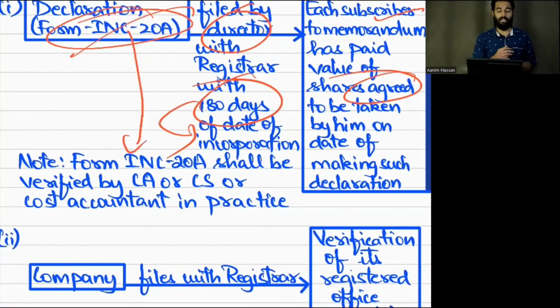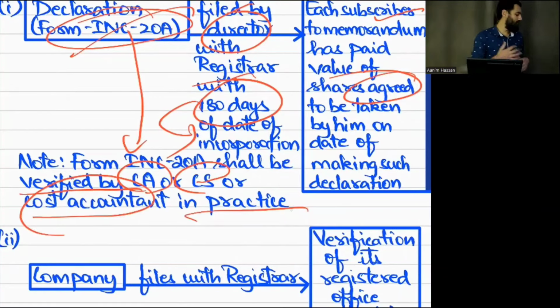Then this declaration will be verified either by a CA, CS or cost accountant in practice. So just look at it, sir. How much work we are getting. More than that, how much respect and how much belief we have. Why does a chartered accountant, company secretary or cost accountant have to verify this? The police can do it, an advocate can do it. No, a chartered accountant is doing it because of the trust. Oh my God, a chartered accountant has so much power, brothers and sisters. The trust, the belief, everything is there.